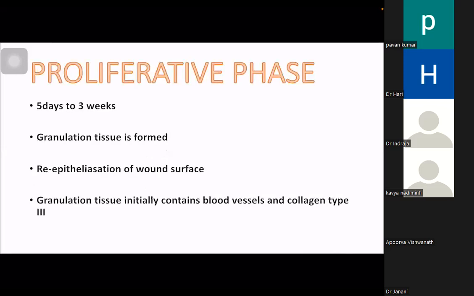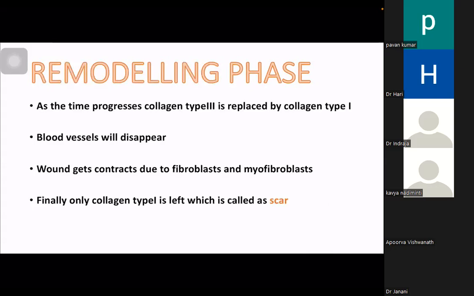The proliferative phase starts immediately after the inflammatory phase, from 5 days to around 3 weeks, in which the granulation tissue is formed, which contains blood vessels and collagen, and reepithelialization of the wound surface will happen. And granulation tissue contains collagen type 3. And the remodeling phase is the phase where collagen type 3 converts into collagen type 1, and the blood vessels disintegrate from the scar, and now it is called a scar.